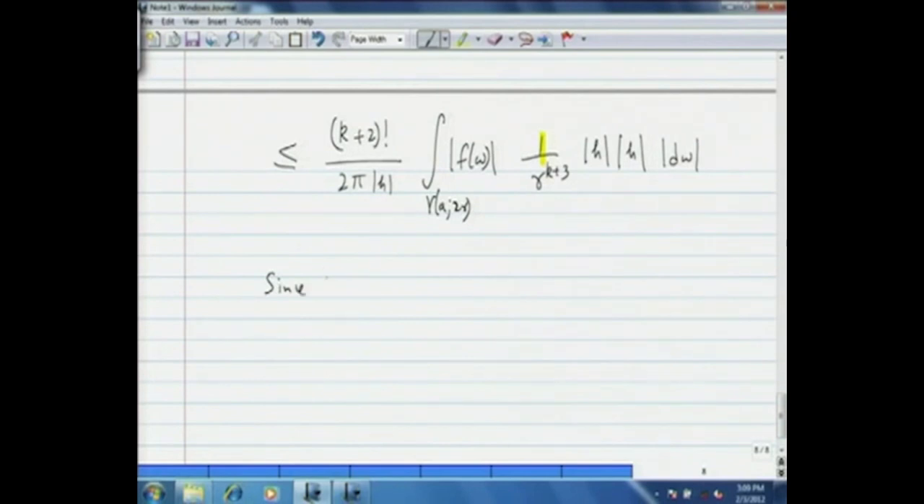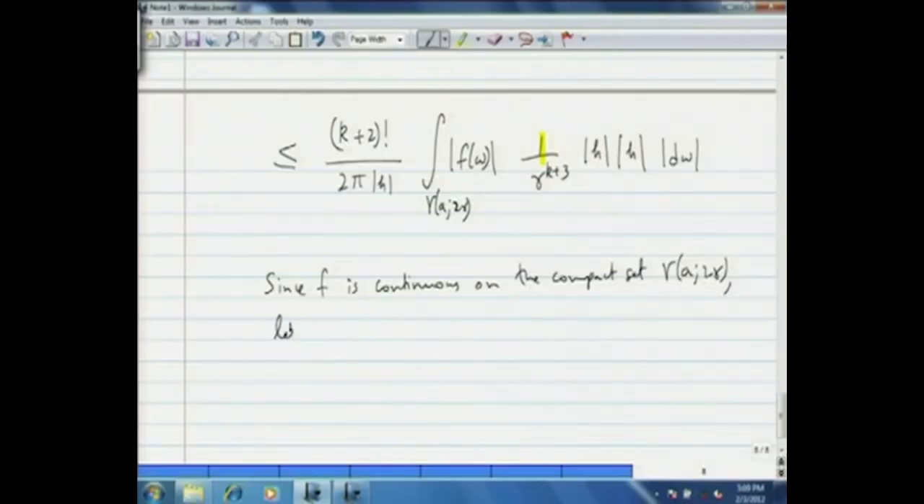Since f is continuous on the compact set gamma a to r, f is bounded on that set. So let there be a real number m such that the modulus of f of w is less than or equal to m for all w belongs to gamma a 2 r star. So, I guess I should have said star here, which is the compact set.